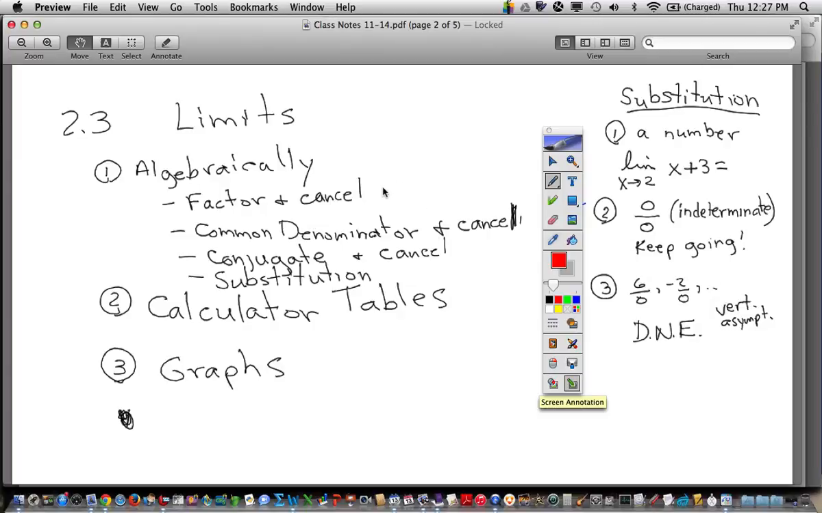Well, the first thing we do is we substitute, right? We substitute in. If the limit as x approaches 3, we plug in a 3. The limit as x approaches 2, we plug in a 2.